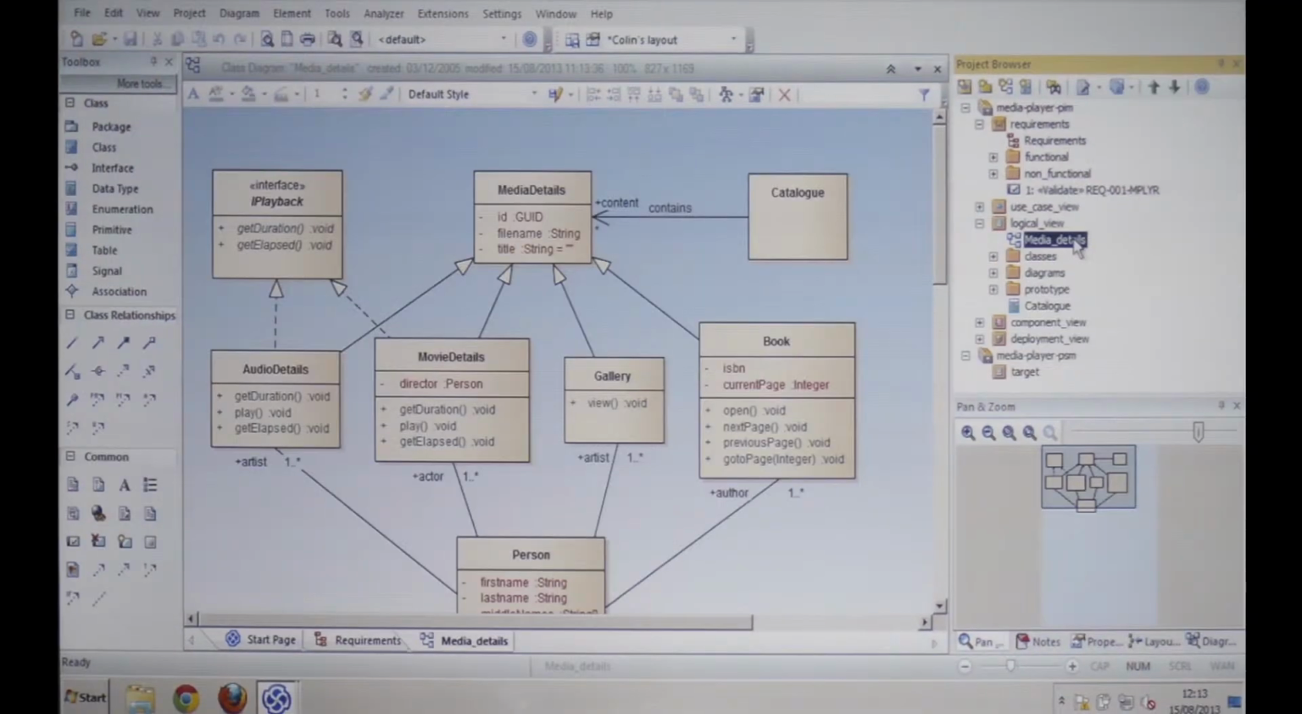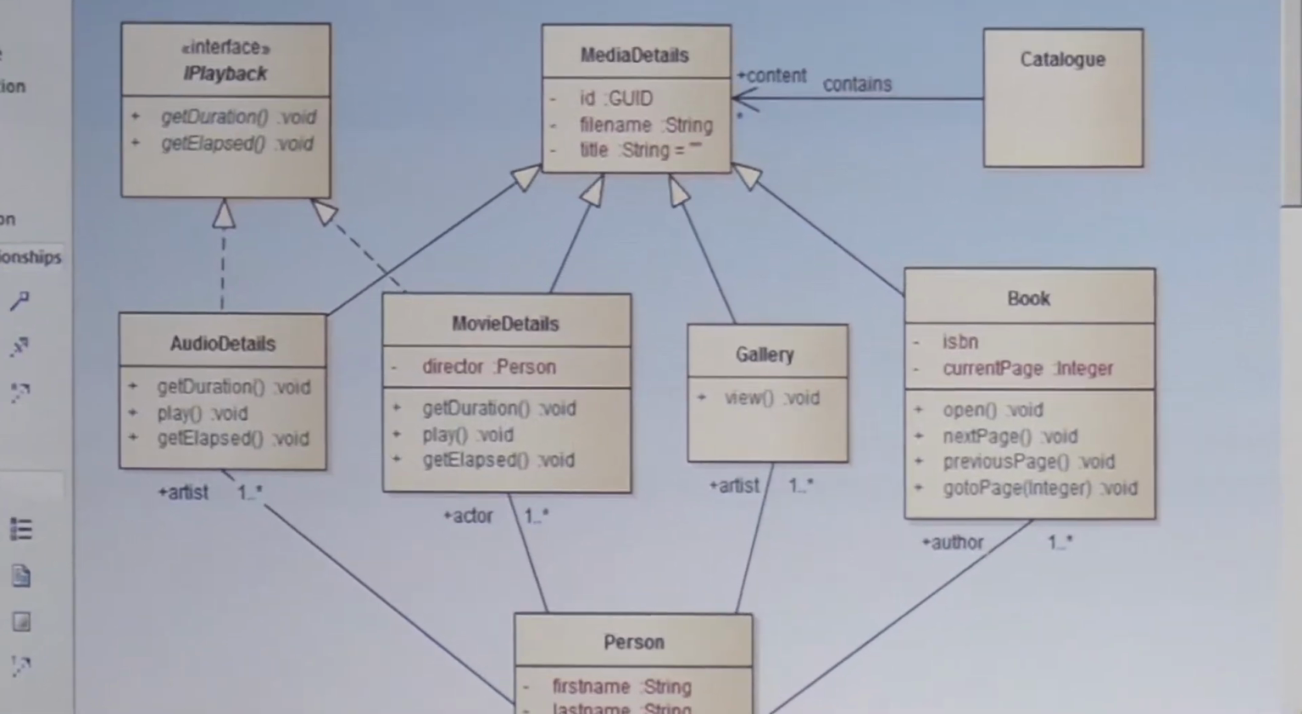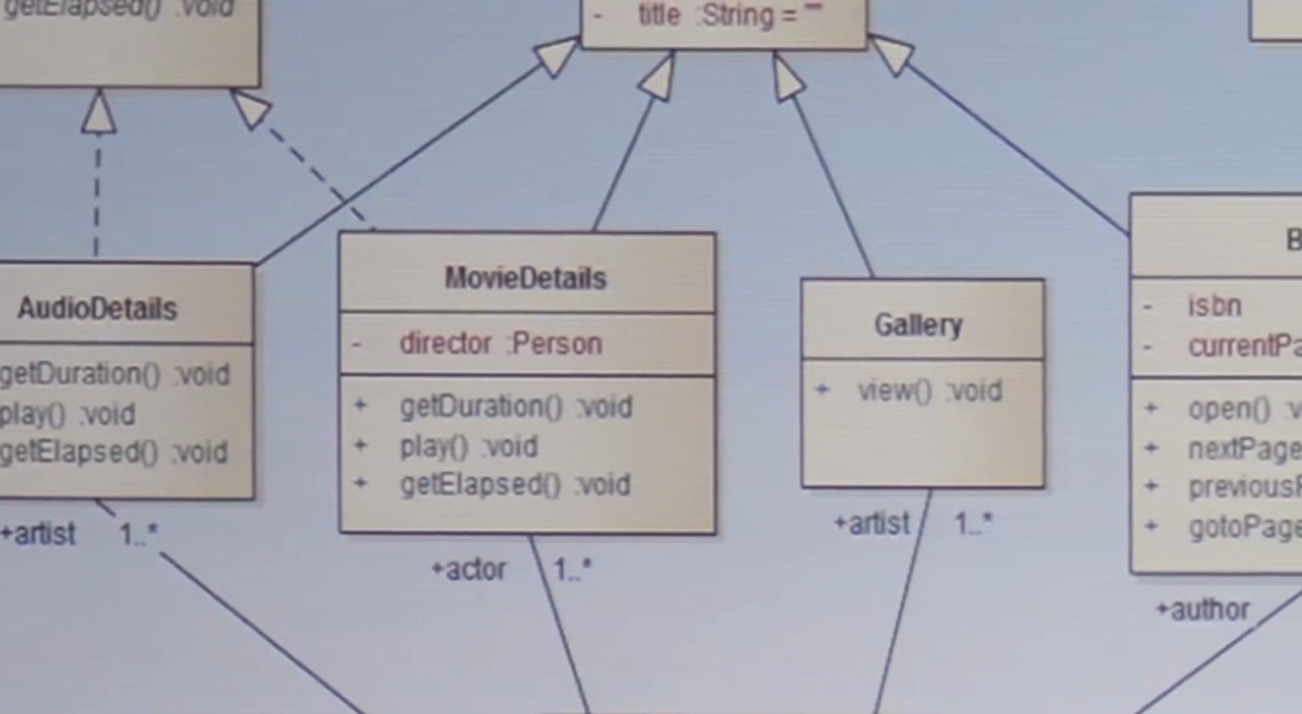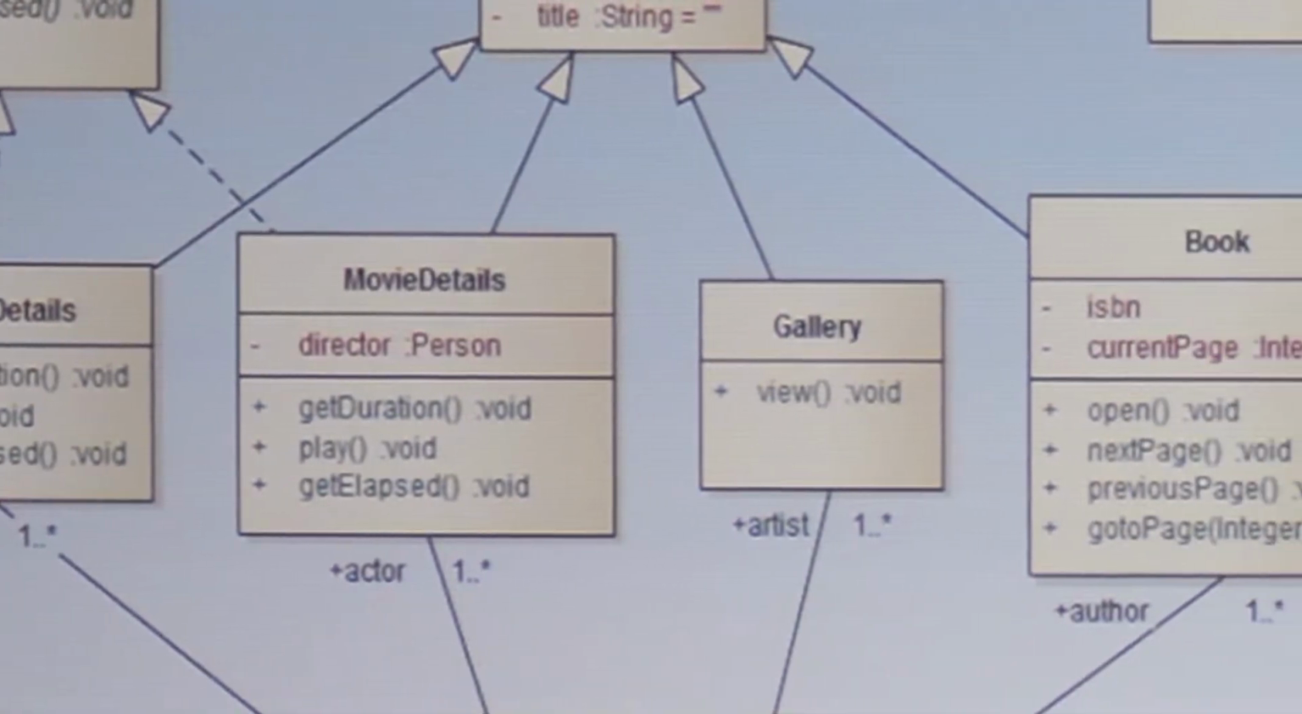So let's have a look at the class diagram here. So we've got the general idea that the media player has a catalogue, the list of various media that it contains. And then there are different kinds of media that we can play back. Okay, so there's audio, there are movies, gallery, and also a book.